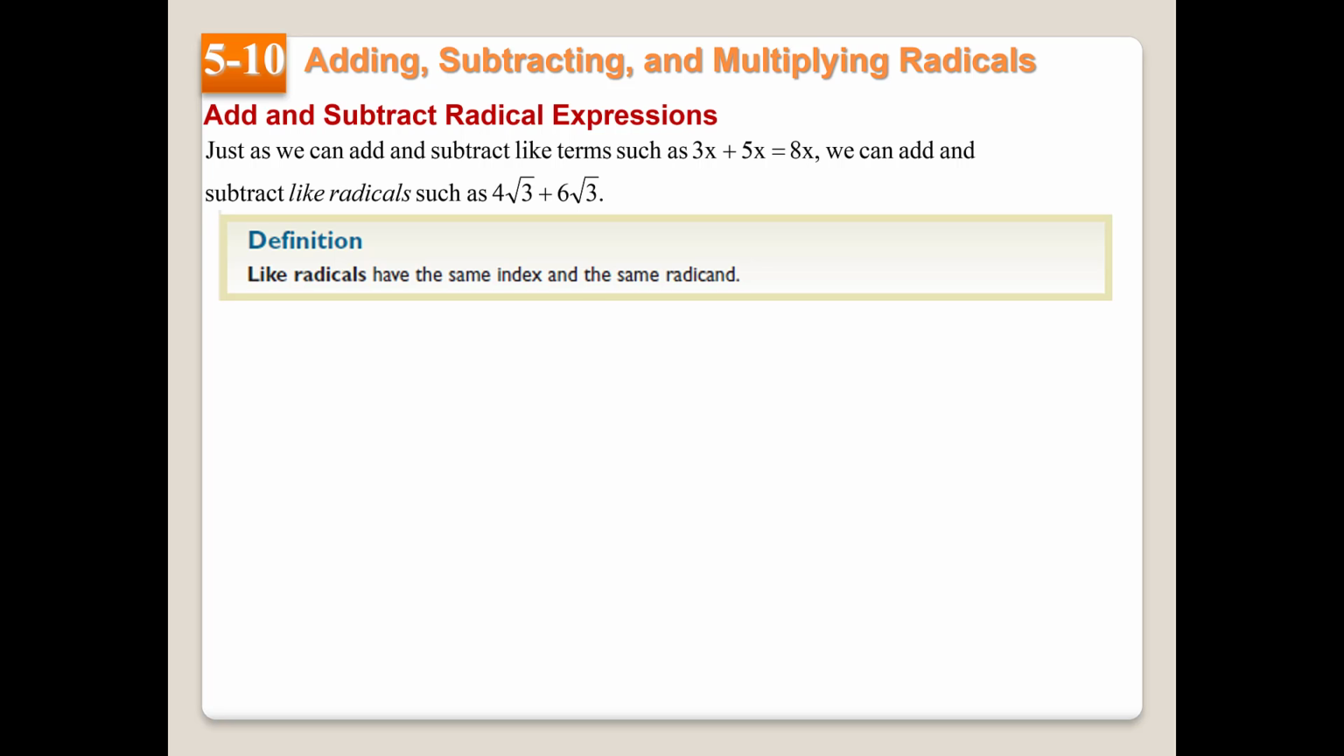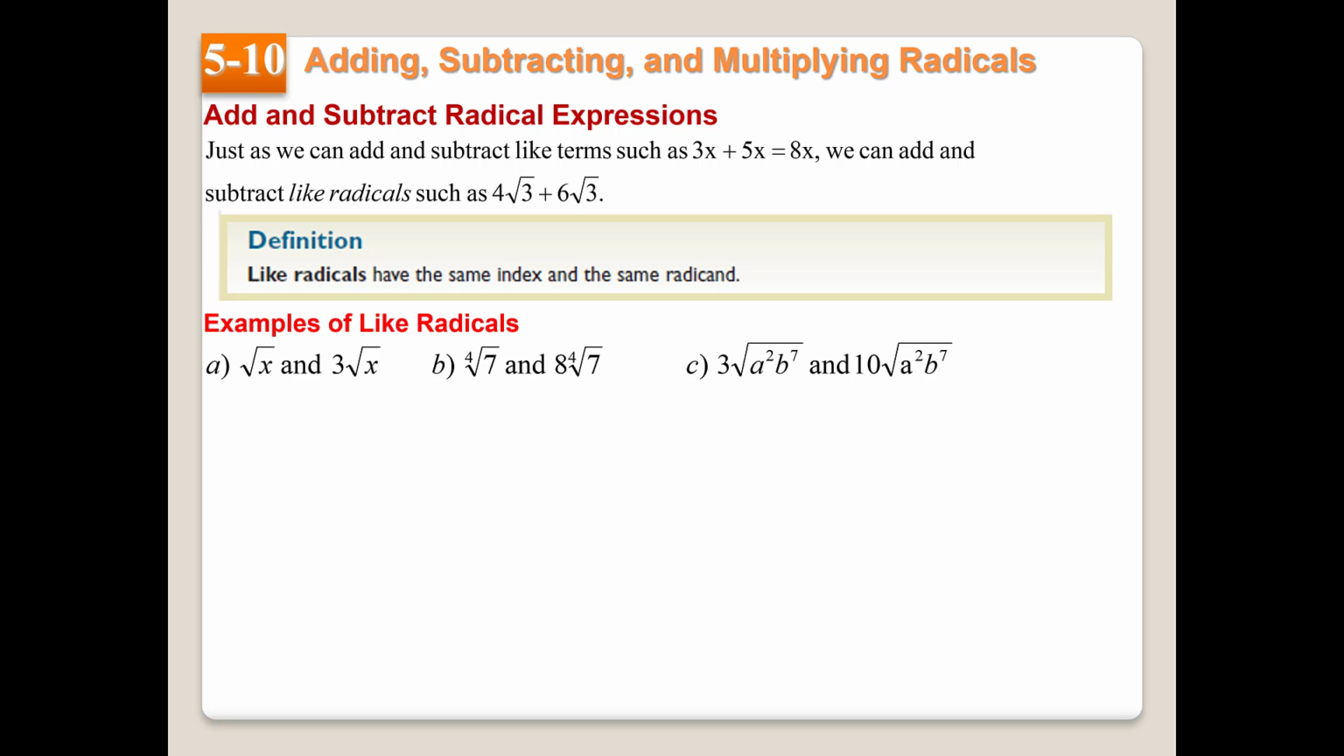So definition: like radicals have the same index and the same radicand. Examples of like radicals: in A here we have square root of x and 3 square root of x. Those are like because they both have just a square root of x. In B we have the 4th root of 7 and 8 times the 4th root of 7. They both have the 4th root of 7. And in C you have 3 square root of a squared b to the 7th and 10 times square root of a squared times b to the 7th. They both have the same radicals.